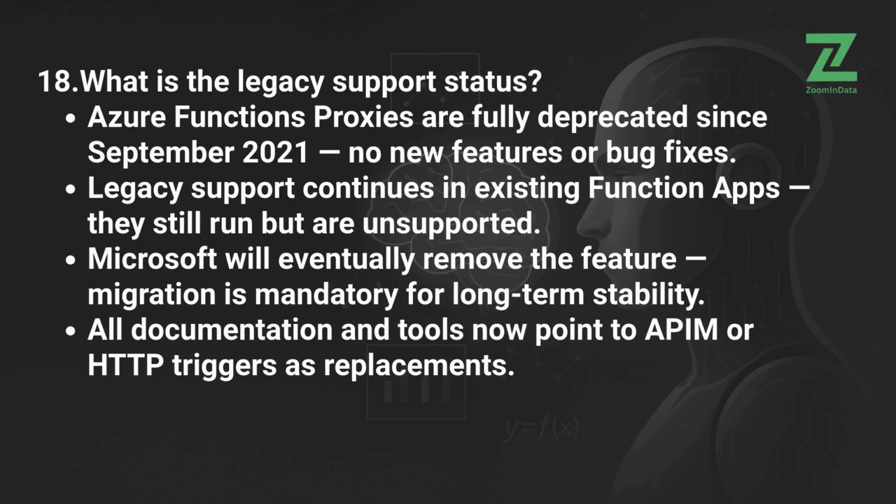What is the legacy support status? Azure Functions proxies are fully deprecated since September 2021. No new features or bug fixes. Legacy support continues in existing function apps. They still run but are unsupported. Microsoft will eventually remove the feature. Migration is mandatory for long-term stability. All documentation and tools now point to APIM or HTTP triggers as replacements.